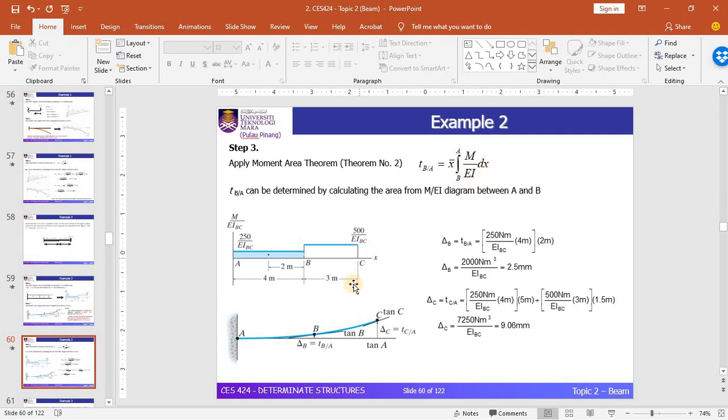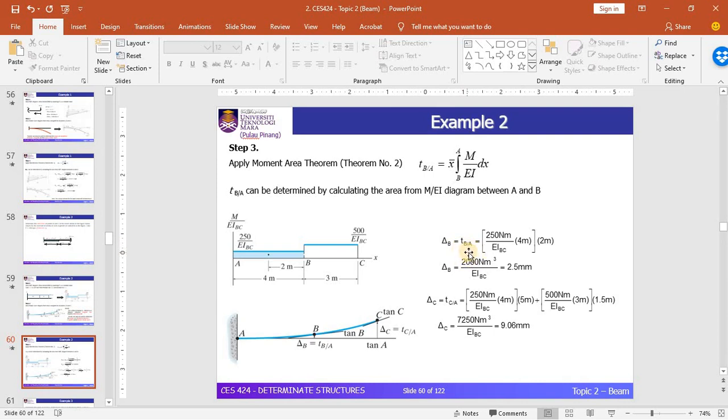And we carry over the diagram into this slide, the MEI diagram and the elastic curve diagram. We have defined that delta B is equal to TBA and delta C is equal to TCA from the elastic curve diagram. So let's look at delta B, because we want to see how to use this second theorem to calculate the displacement at point B. Let's focus on this TBA.